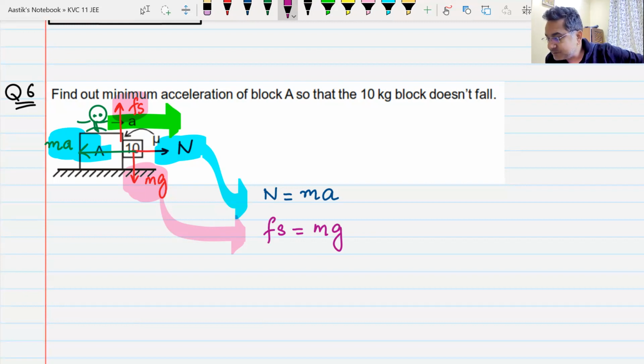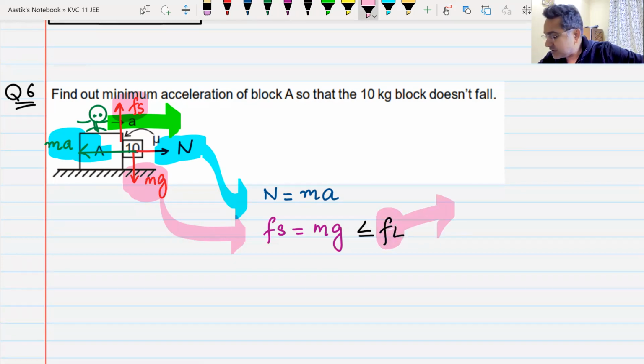Anyone knows how to do it from here? Please raise your hands. Okay, no one knows. So this static friction should be less than or equal to limiting friction.